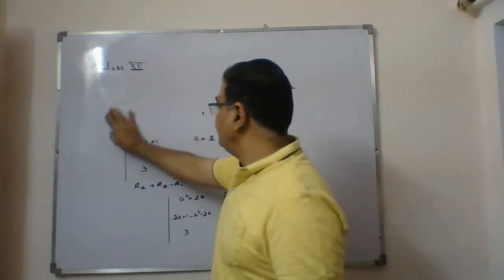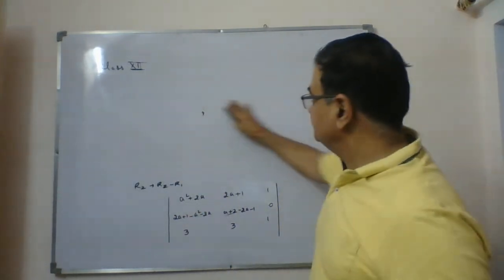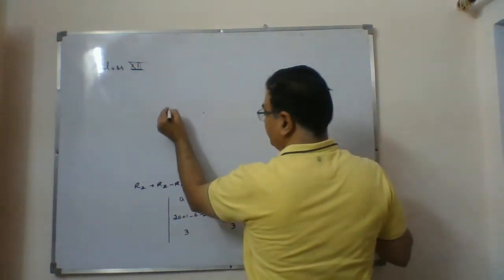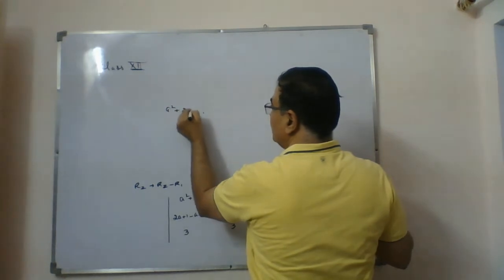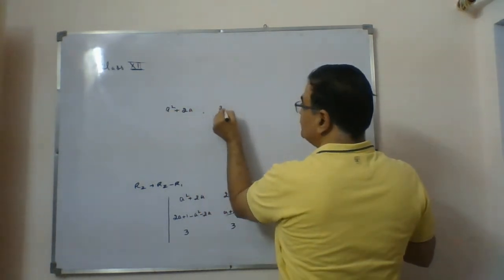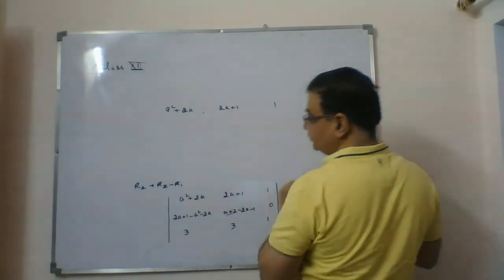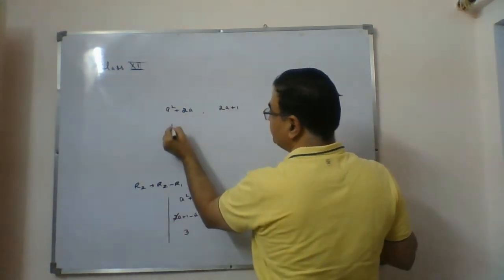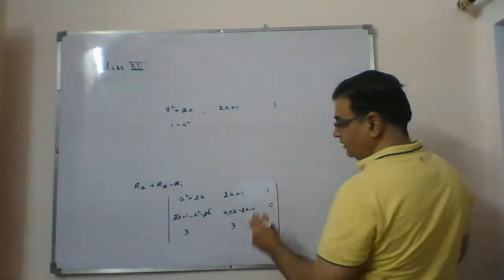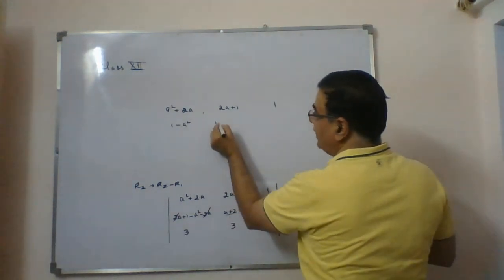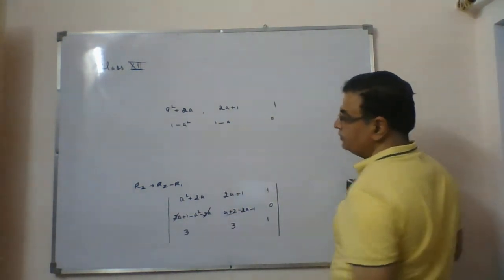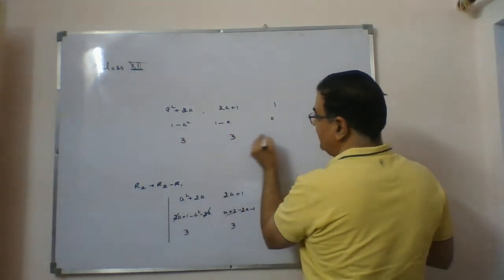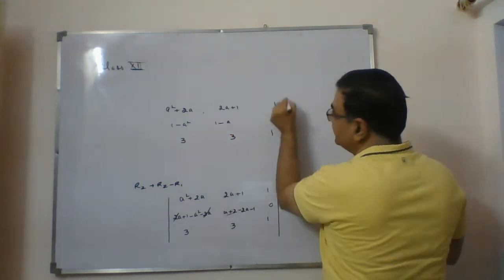Now when you solve it further, what will come? Just check. a square plus 2a, 2a plus 1, this is 1. Then what will this come? 2a and 2a cancel out. Left is 1 minus a square. Here it will be coming 1 minus a and it is 0. This is 3, 3 and 1.